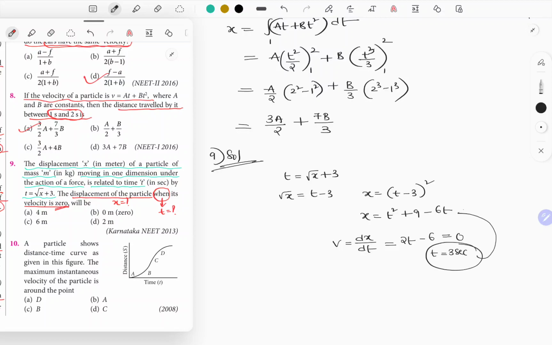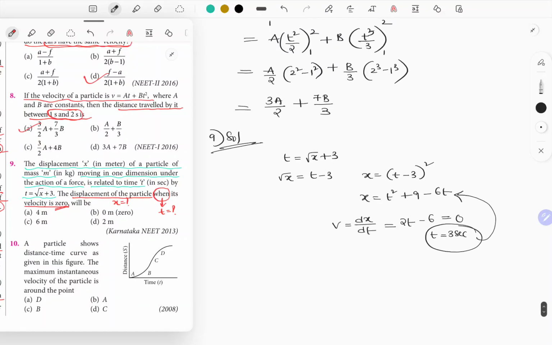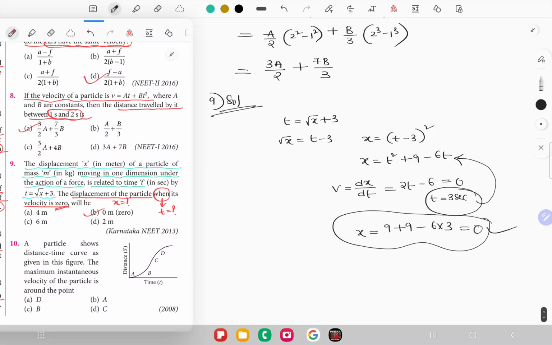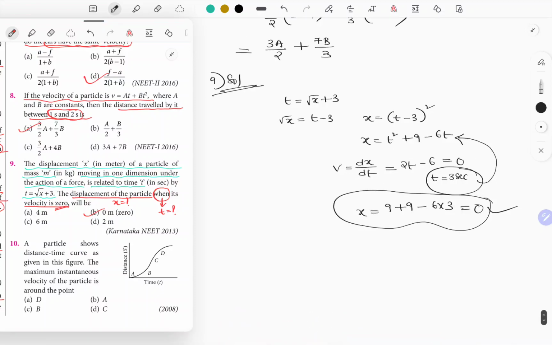At this time, we need displacement. That means you have to substitute this time, whatever you got when velocity is 0, in the position equation, which is x is equal to t square plus 9 minus 6t. So what is t square? t square is 3 square, that is 9, plus 9 minus 6 into 3, which is equal to 0. This is the answer. Hope you understood. Just check it out. If you follow the process that I followed, a simple calculation, then you should be in a position to answer this.